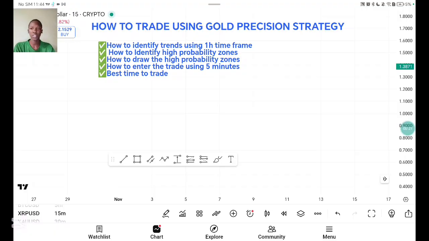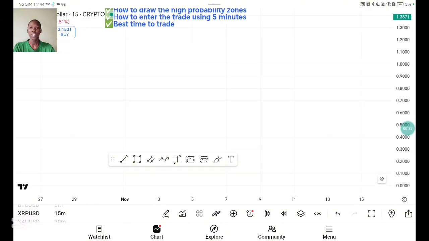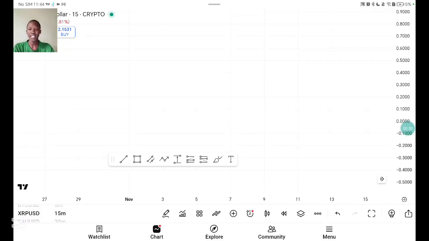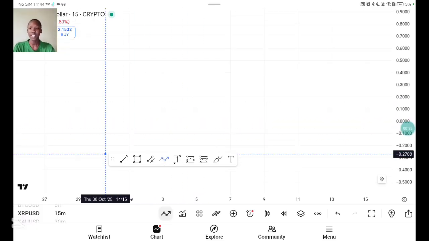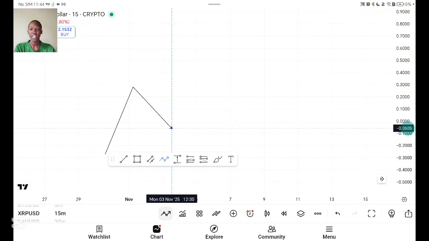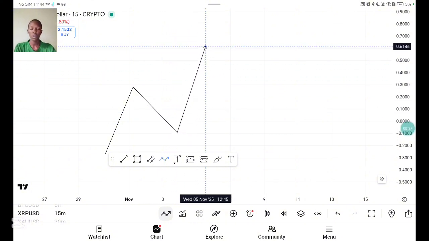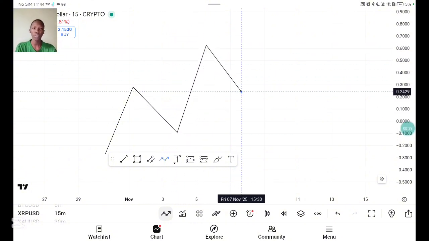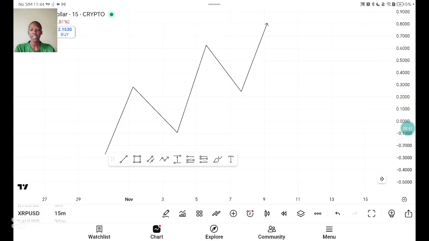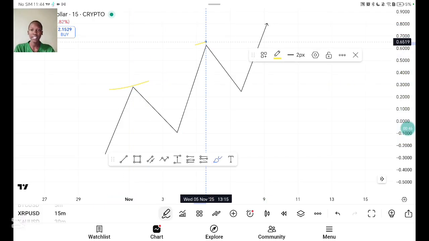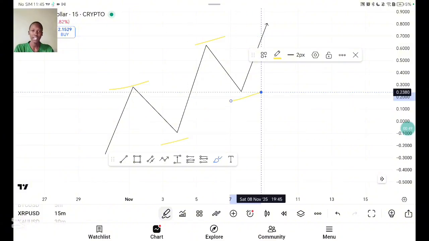These are the 5 steps we are going to be taking. The first one is how to identify the trend. Using the 1H time frame, you'll be looking for higher highs and higher lows, or lower lows. If we're in an uptrend, the market will be printing higher highs and higher lows. This is what you go and identify.